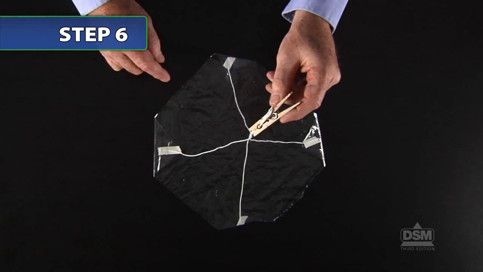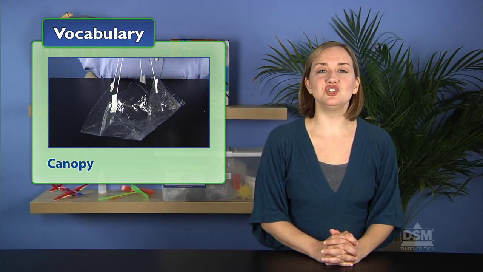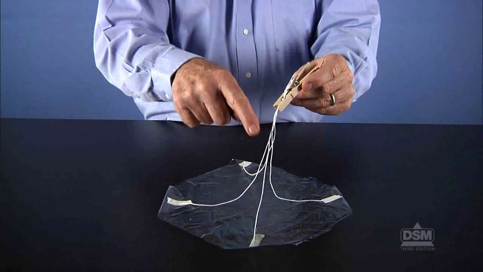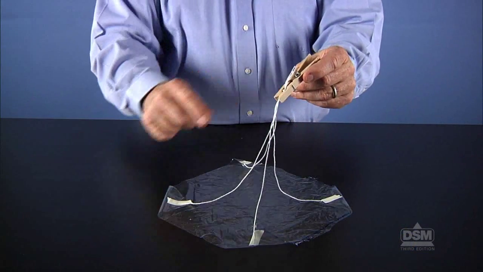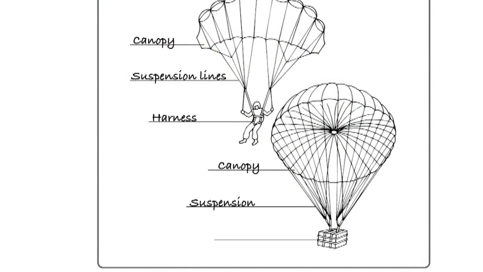Hold up one of the models and point to the plastic square. Identify this part of the parachute as the canopy and have students label the drawings on their activity sheet. Ask, what do you think the canopy is for? Students should guess that the canopy provides a lot of air resistance. Next, identify the strings as the suspension lines which connect the canopy to the harness. The harness is attached to the skydiver or cargo. Have students add these labels to their activity sheet.